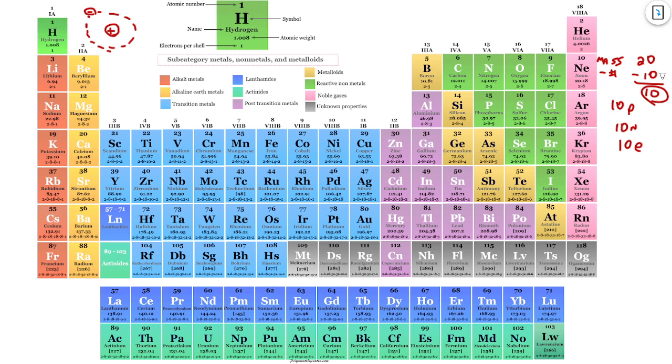Now, it really was a little bit more than this. It was 20.18, so I'd really have 10.18. That means about a fifth of the time I have one extra neutron. So roughly 80% of the time it has 10 neutrons. Once in a while you'll get one with 11 neutrons. It varies. Those are isotopes, and that's okay.